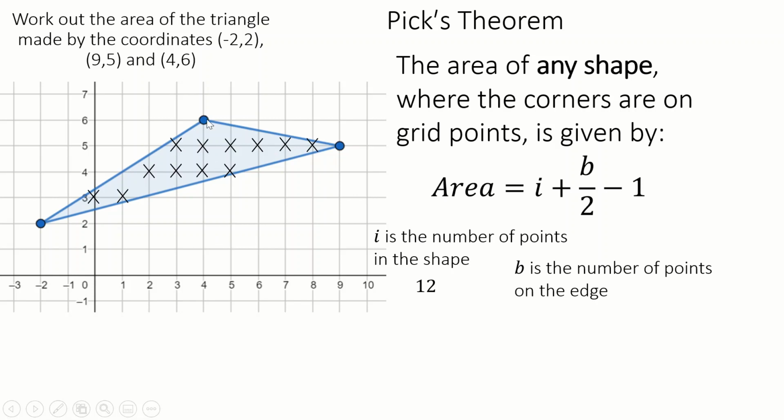Points on the edge, so there's going to be 1, 2, 3, obviously, but there's also this one at 4. So I think there's going to be 4 of those. And so you just do I plus 4 over 2 minus 1, which is 12, plus 2 minus 1, which is 13. Really nice theorem here.